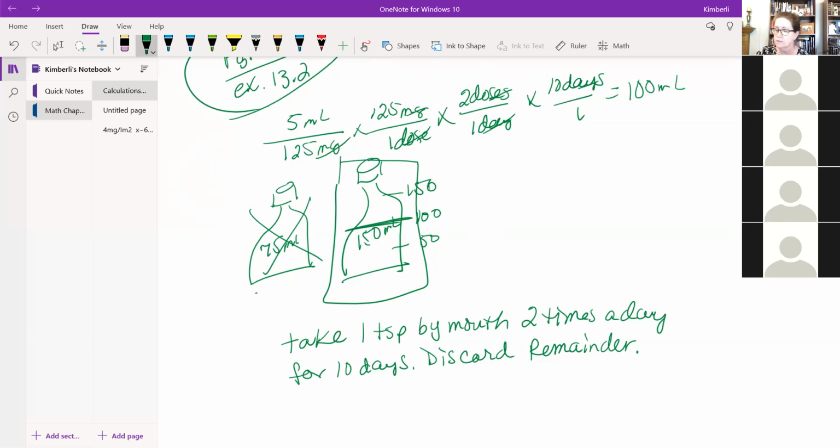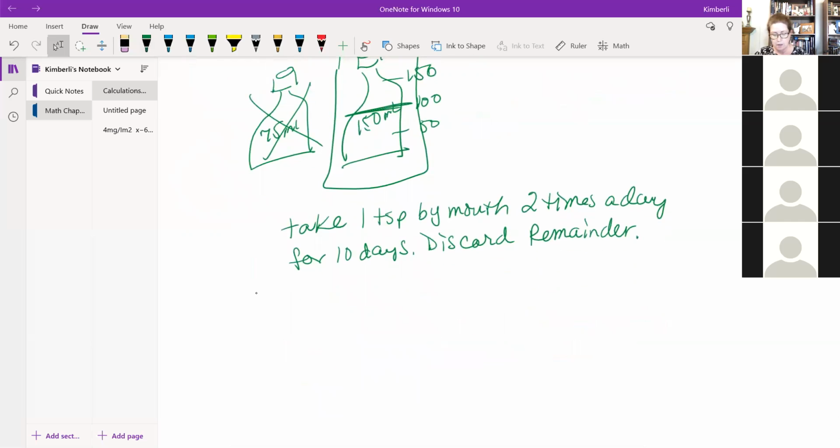So your auxiliary labels are going to say shake well. I don't remember if this one needs refrigeration. I don't think that it does. I think it's room temperature. So it'll say something like do not refrigerate and discard after 10 days. Okay, does that make sense? Yeah. Okay.